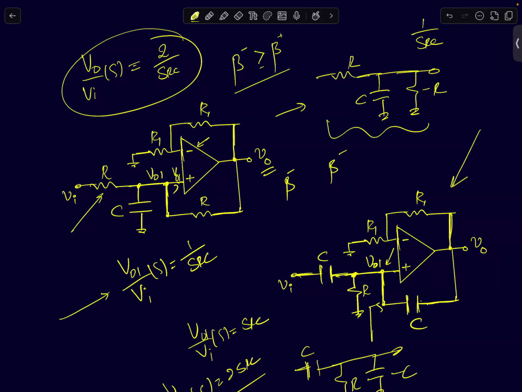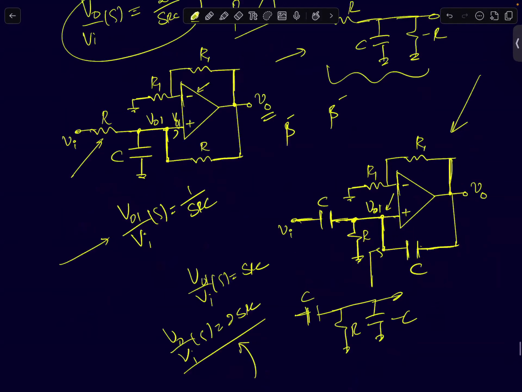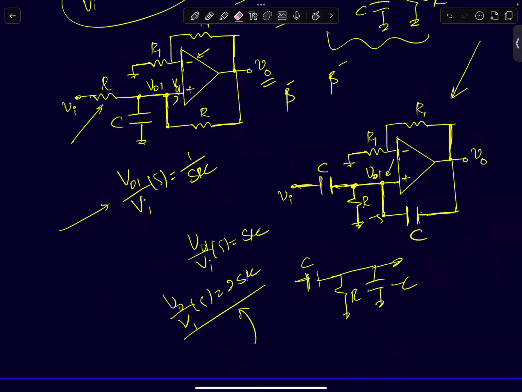Now, if you look at this circuit, let's look at the capacitive circuit. Let's assume this resistor was not present. If this resistor was not present, what is the feedback factor beta plus? I'm just having 2 capacitors in a potential divider fashion. What will be beta plus? Half. And what will be beta minus?